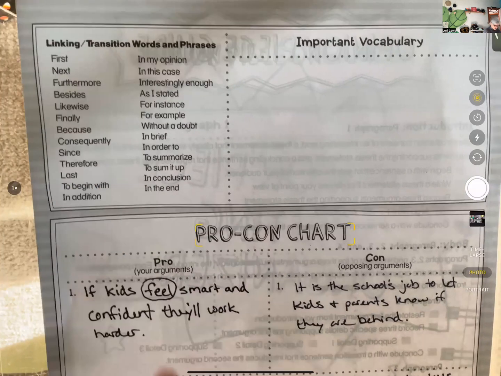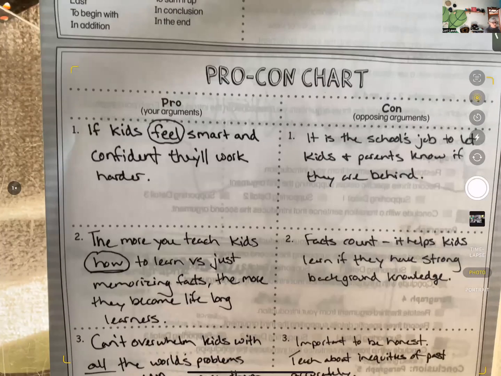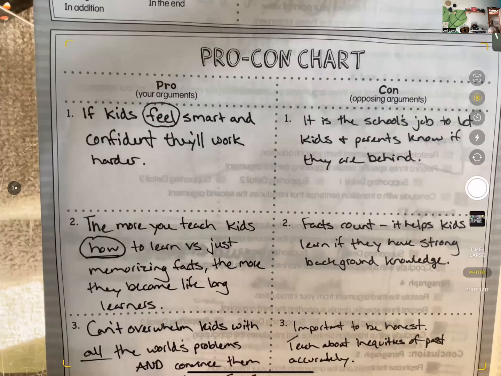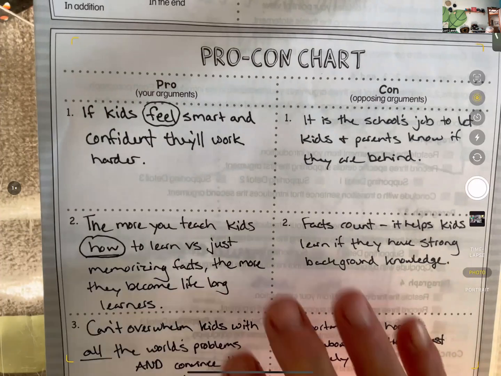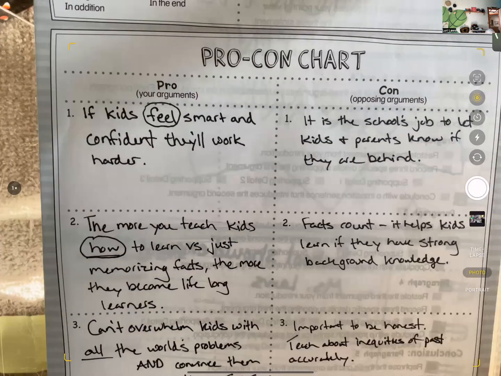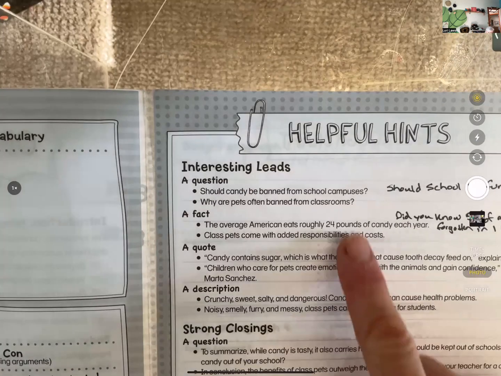It's got a pro-con chart, which is a really good thing to do, is to sit and think about what are people going to argue against me? Because if I'm trying to make a strong argument, I need to anticipate what other people are going to be saying. So if you wanted to, you could fill out the pro and con chart. I'm not going to do that right now with you. It's got another page with interesting leads telling you different ways to write a hook, 4 different suggestions.